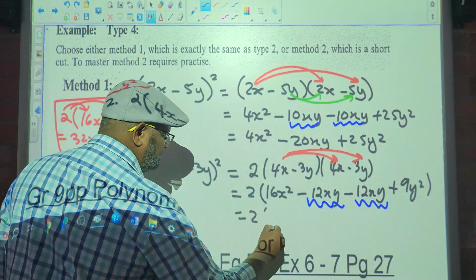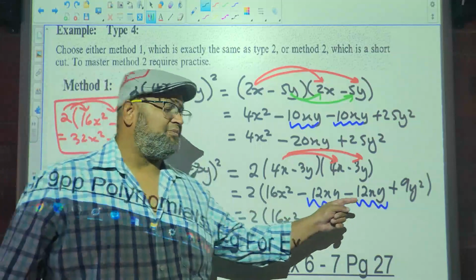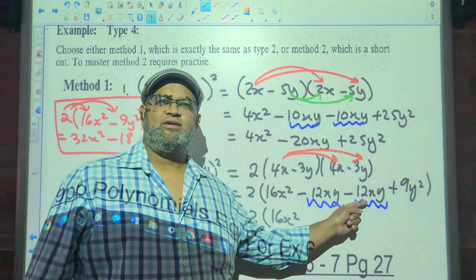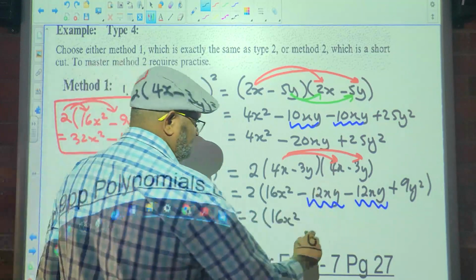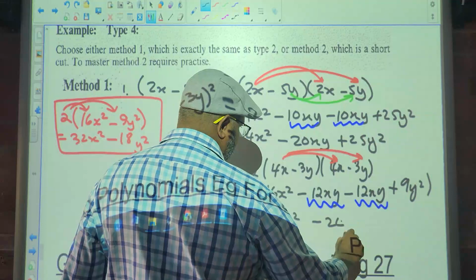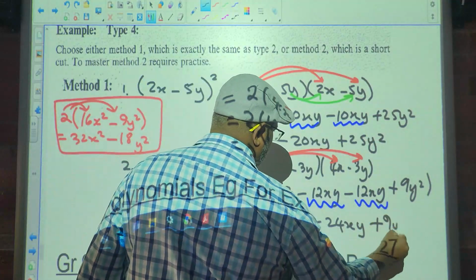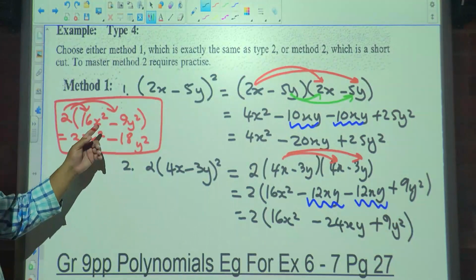So it's going to be 2 into 16x squared. What's negative 12xy minus 12xy? Negative 24xy. If it cancelled, then you were good to go. Plus 9y squared. Can you see there? Not the same.